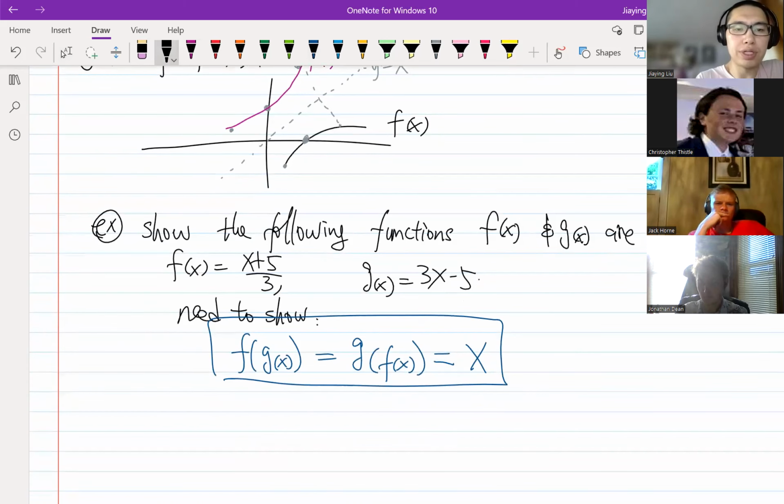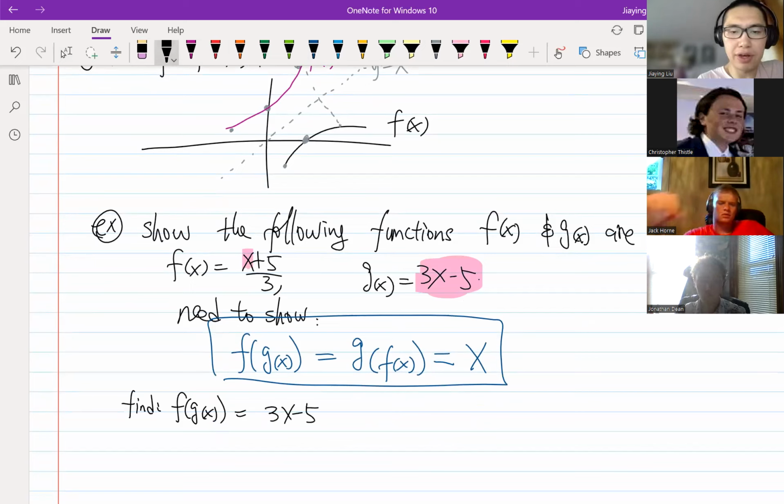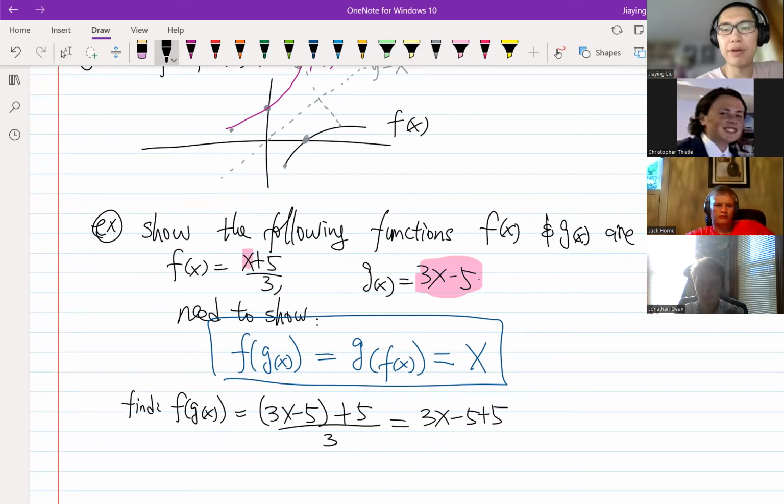So the first thing we're going to do is find f of g of x using the given problem. We're going to take g of x, the 3x minus 5, and put it into f of x to replace the x there. So that's going to be 3x minus 5, that's the x being replaced, plus 5, divided by 3. If we simplify this, we get 3x minus 5 plus 5; minus 5 plus 5, that's a 0. So I'm going to erase this part, divided by 3. So that's, well, let me add it there.